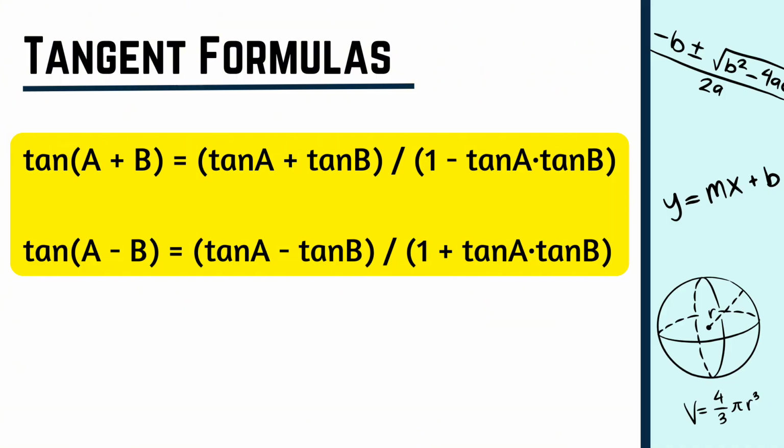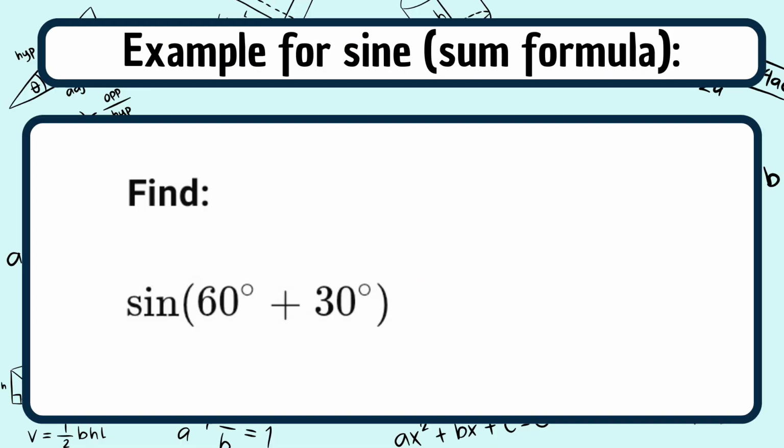Now let's break each one down and apply them to specific problems. Make sure you have your calculator to easily solve the problem. Okay, let's proceed to the examples. So first, let's start with the sine using sum formula. So let's solve for sine 60 degrees plus 30 degrees.